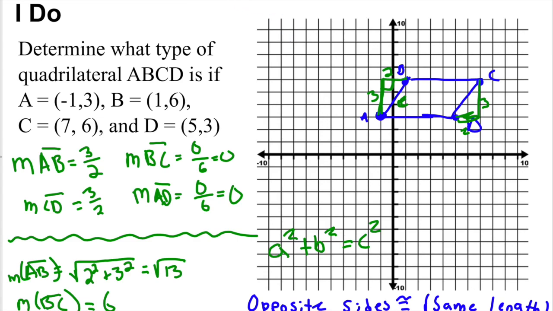Let me just do this in a different color. Step one, plot it. Step two, draw any slope triangles to get the slope.